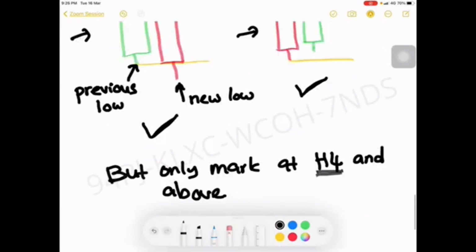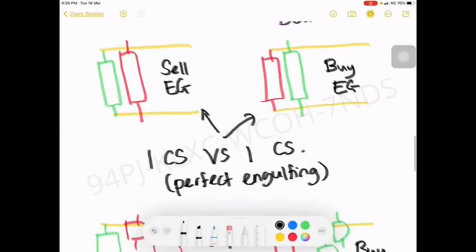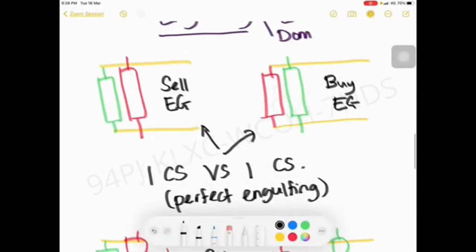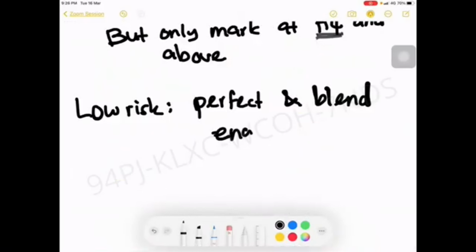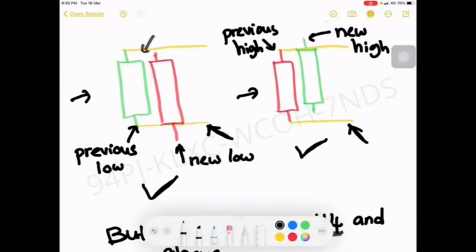But this one is an engulfing. The high risk ones are these two. Two are high risk, okay?